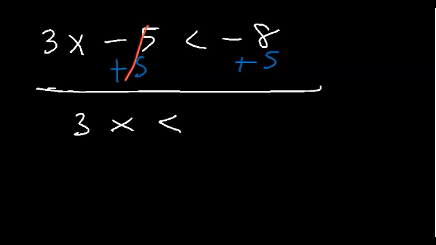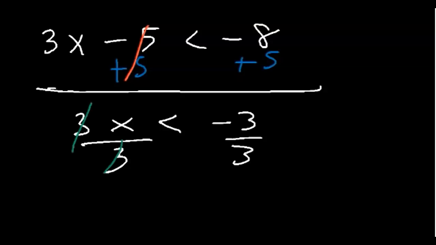Negative 8 plus 5 is negative 3. So now what's our next step? How can we separate the 3 from the x? Since 3 is multiplied by x, to separate, you need to perform the opposite of multiplication, which is division. So we need to divide both sides by 3. 3 divided by 3 is 1. So on the left side we have 1x, or simply x.